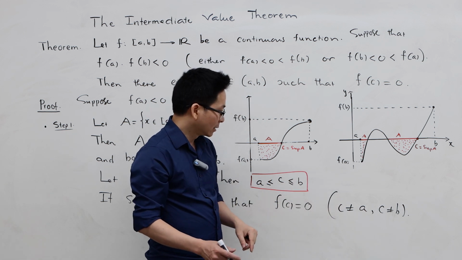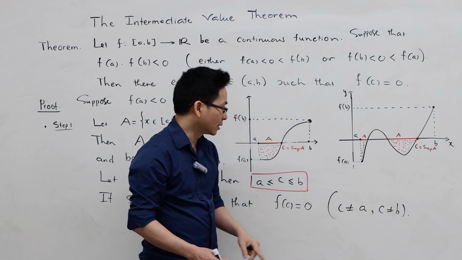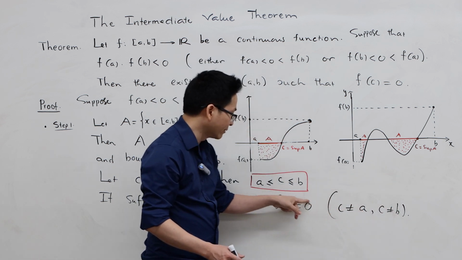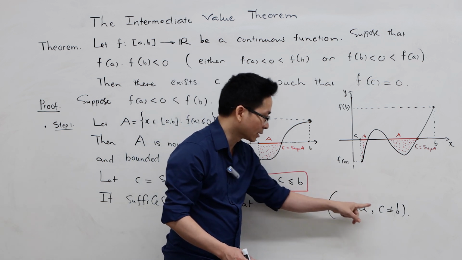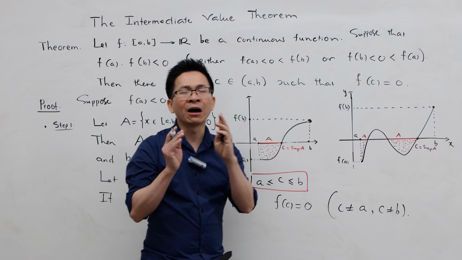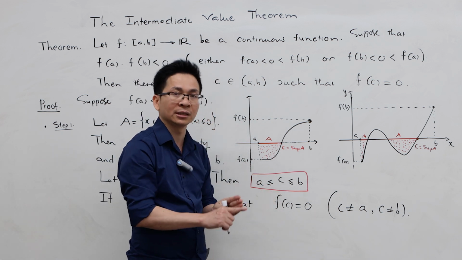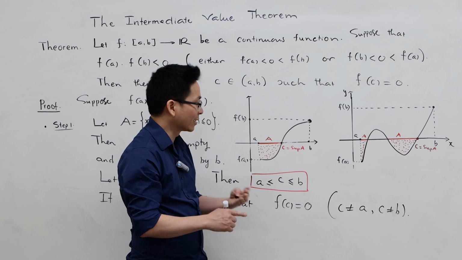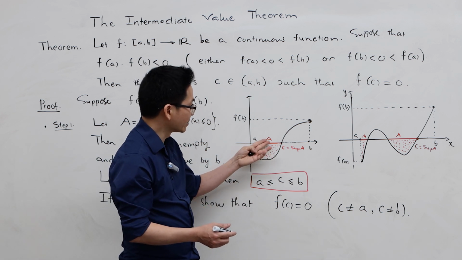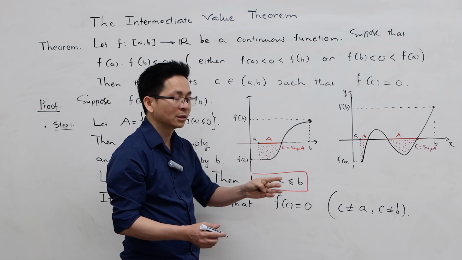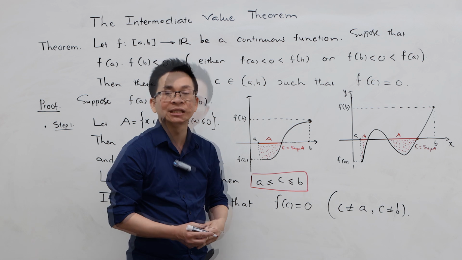Similarly, because f(b) is greater than 0, c cannot be b. Because if we can show that f(c) is equal to 0, again, c cannot be b. So our goal now is just to show that f(c) is equal to 0. And we are going to accomplish that using properties of the set A, and also a very important property of the supremum involving sequences. Okay?